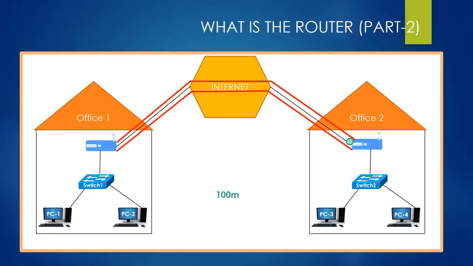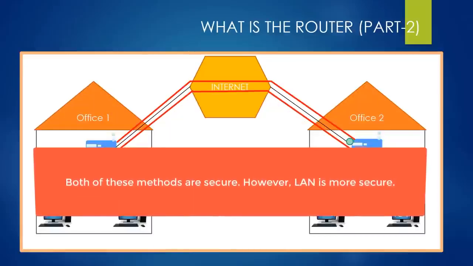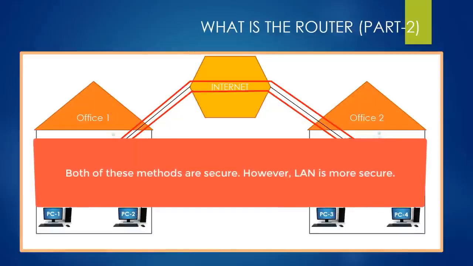A LAN is always more secure than a WAN, because in the communication within the LAN, the packet never passes over the internet. The packet always moves on our own cable. On the other hand, even if the packet is protected in the WAN, the packet still passes over the internet. And as you know, there is never such a thing as 100% security even if the packet is protected with tunneling and encryption. So, to summarize, both of these methods are secure, but LAN is more secure.